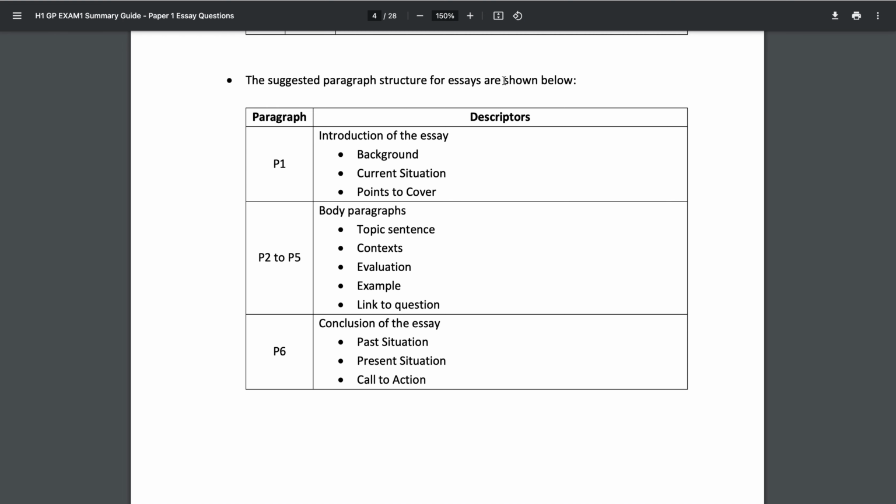Paragraph 2 to paragraph 5, your body paragraphs. Each body paragraph should have at least a topic sentence, example, evaluation, link. At the very least, that is the minimum you can go.